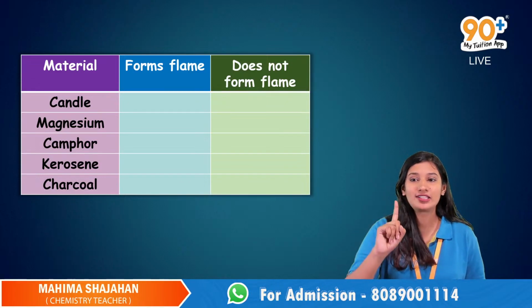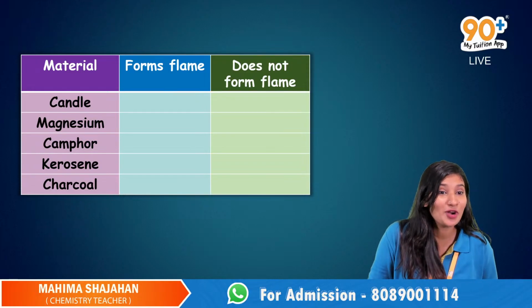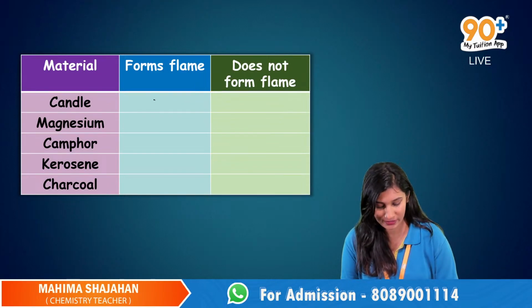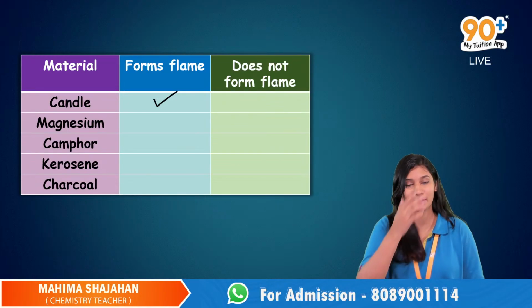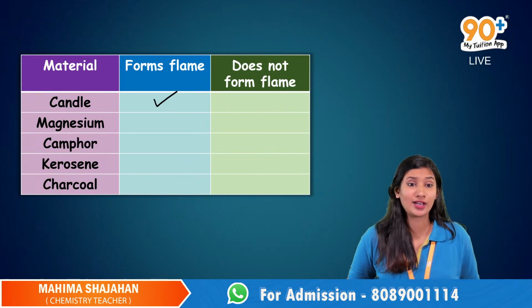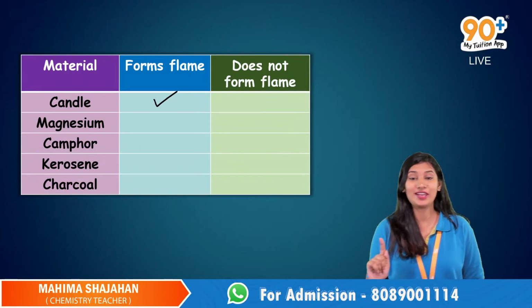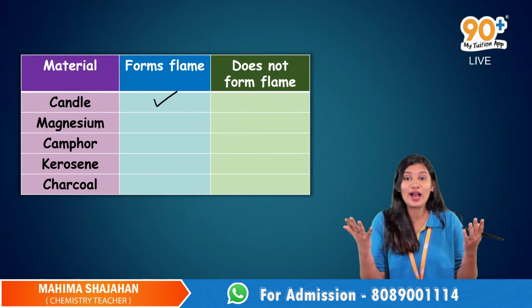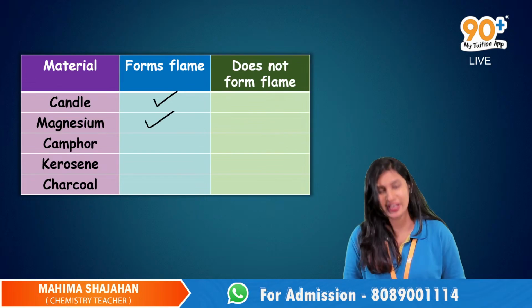Now, the first one is candle. Will a candle give off a flame, or does it not burn with a flame? What do you think? Yes, very good. It burns with a flame. Now, what about magnesium? It burns with a flame. In the first class we saw that when we burn a magnesium ribbon, it burned with a dazzling white flame, right? So it forms a flame. Now, what about camphor?